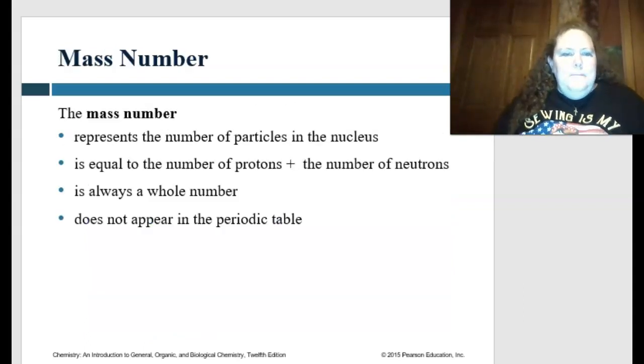Okay. The mass number, on the other hand, represents the number of particles in the nucleus. So this is equal to the number of protons added to the number of neutrons. The mass number is always going to be a whole number. And it doesn't appear on the periodic table of elements because we can easily calculate it.